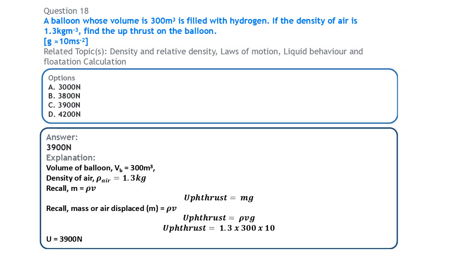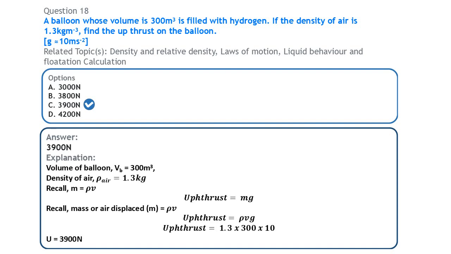A balloon whose volume is 300 meter cube is filled with hydrogen. If the density of air is 1.3 kilogram per meter cube, find the upthrust on the balloon. Alright, the volume of the balloon is 300 meter cube. The density of air is 1.3 kilogram per meter cube.